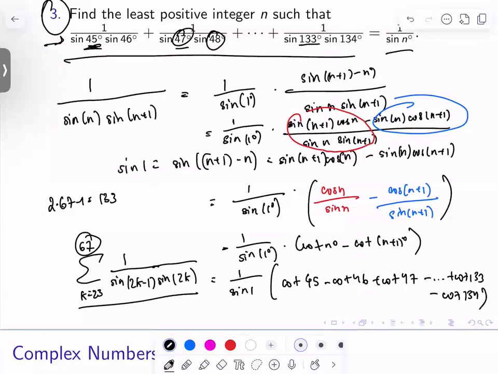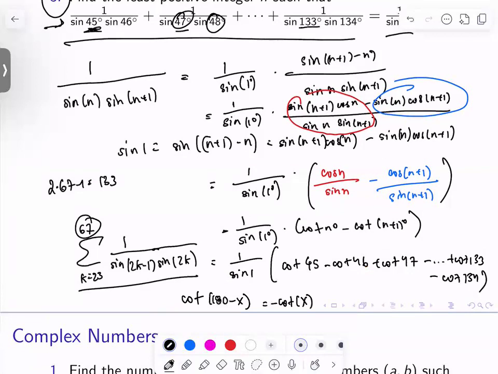And so then we can use the fact that cotangent of 180 minus x is equal to negative cotangent of x, and this is due to the fact that cosine of x is equal to negative cosine of 180 minus x, and sine of x is equal to sine of 180 minus x. And since cotangent is cosine over sine, then it has a similar behavior as cosine essentially.